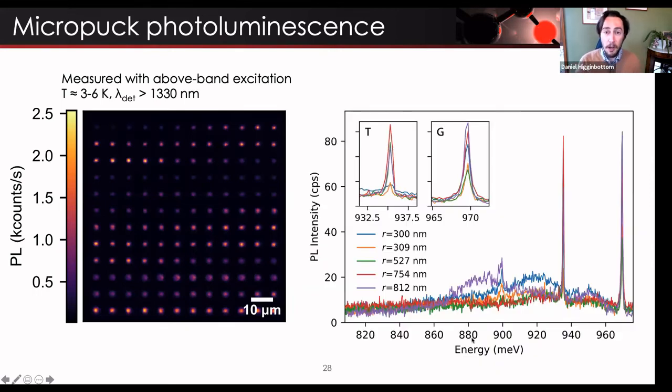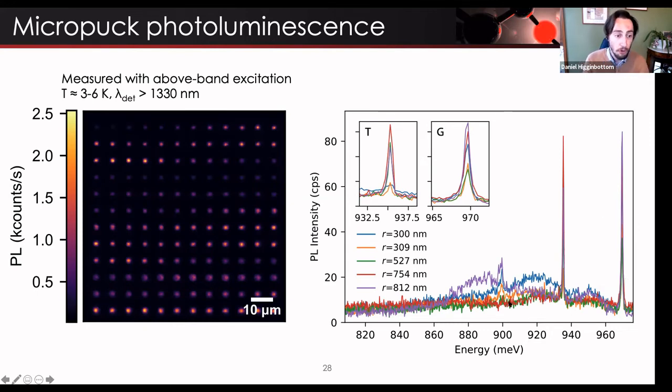Once we've imaged an array of pucks, we can position over a single puck and we can proceed to measure the spectrum of that puck in particular. And when we do that, we see not only T, which was present in the original material before we patterned it, we also see G, and that's introduced by the electron lithography. So we have the T peak here and the G peak here.